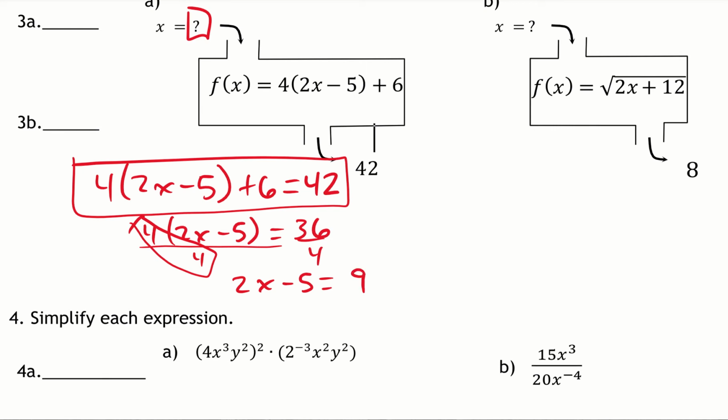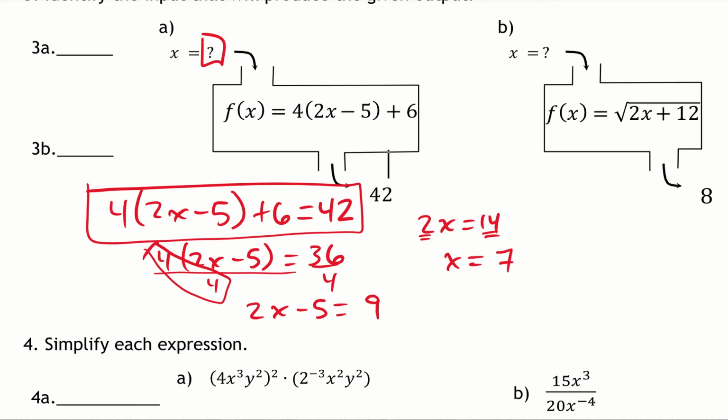We can add 5 to both sides, so I got that 2x is 14, and then I can divide both sides by 2. Divide both sides by 2. When I divide both sides of this by 2, I get x on the left hand side, and 14 divided by 2, there's my 7. X is 7. So I believe when I throw 7 into this function, when 7 is my input, it produces an output of 42.